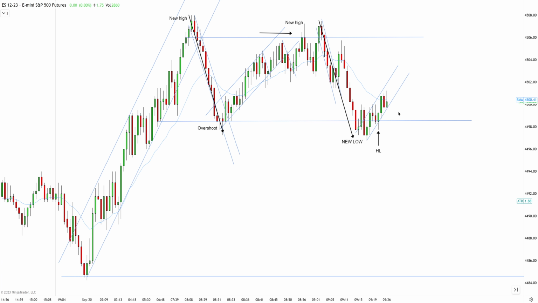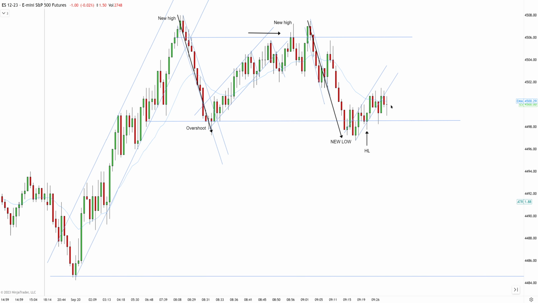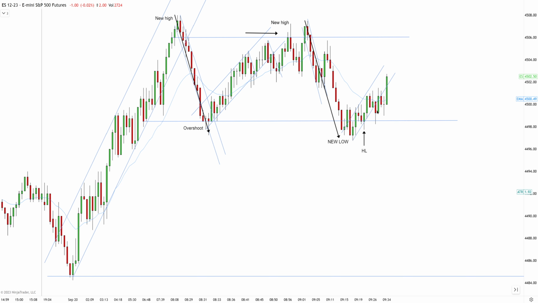So I'm really following the shortened channels. I have large two-legged pullbacks, so I'm drawing my channel wider. Can I get a failed second entry short? Okay, by the time I get a failed second entry short, it is here.